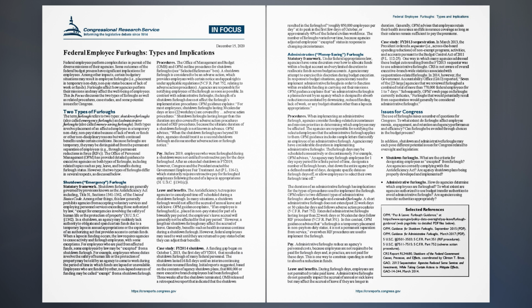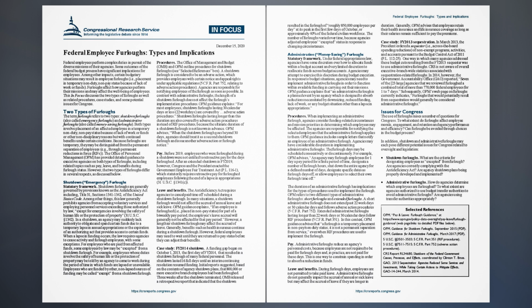Pay. Before 2019, employees who were furloughed during a shutdown were not entitled to retroactive pay for the days furloughed. After an extended shutdown in fiscal year 2019, however, Congress and the President enacted the Government Employee Fair Treatment Act (P.L. 116-1), which statutorily requires retroactive pay for furloughed employees following the end of a lapse in appropriations. 31 U.S.C. Section 1341(c).